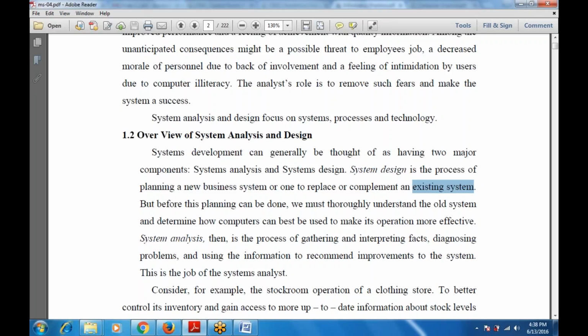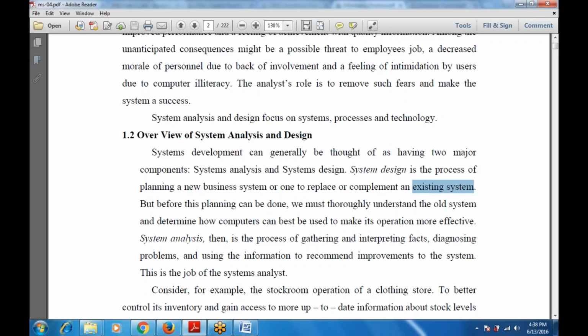So we have covered the system analysis and the design. That is the definition of the analysis and the design. Analyze means view the system, gather the information, interpret the information, diagnose the problem if there is any, and using the information to recommend the improvement for the system.